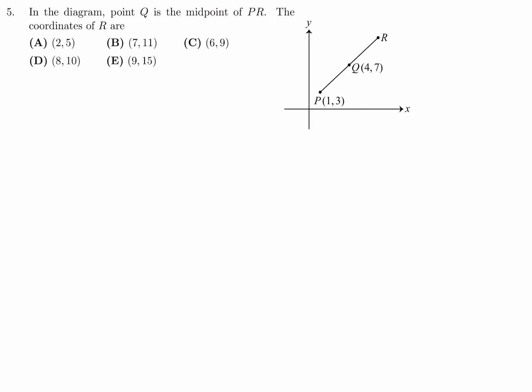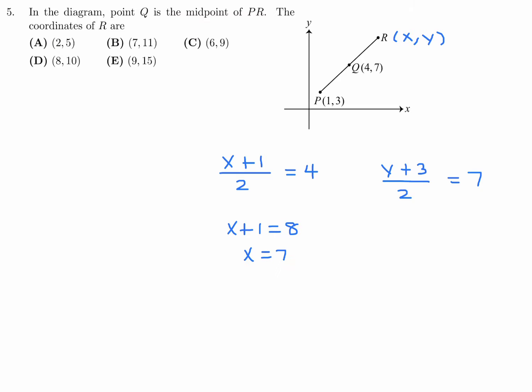In the diagram, point Q is the midpoint of PR. The coordinates of R? Well, let's say (x, y) are the coordinates. Using the midpoint formula, (x plus 1) divided by 2 is going to be 4. (y plus 3) divided by 2 will be 7. Solving, we get x plus 1 is 8, and therefore x is 7. Solving this one, y plus 3 is 14, therefore y is 11. So my coordinates are (7, 11). So number 5, the answer is B.